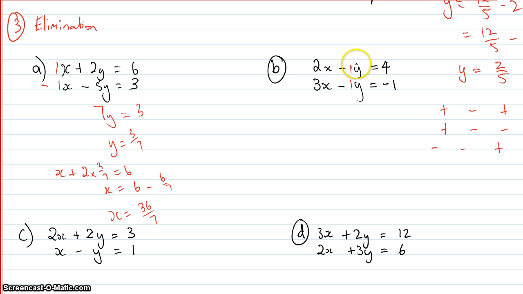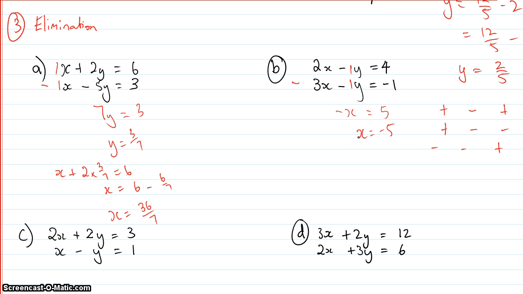For the one that I've got, there are two negatives, so therefore I subtract the equations. So 2x minus 3x is negative x. Negative 1y minus negative 1y, the two negatives will make a positive, so it would be negative y plus y, which is 0, and 4 minus negative 1, which is 5. So x equals negative 5.